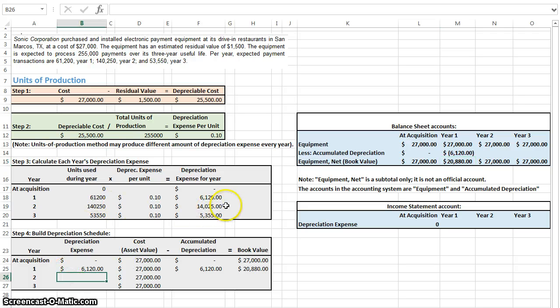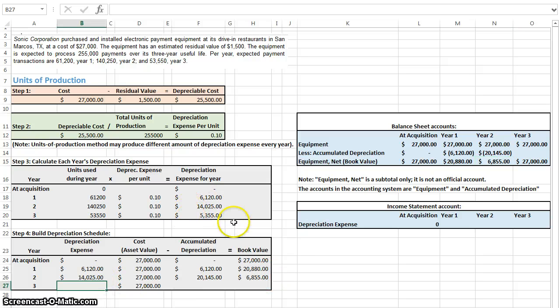Year two, go right to my calculation. We use 140,250 payments, 10 cents a payment, 14,025. $14,025 is my depreciation expense. Accumulated depreciation is last year's plus this year's depreciation expense, $20,145. For a book value of $27,000 minus $20,145, that gives you a book value of $6,855 after year two. So I'll plug that into my balance sheet, the $20,145 of accumulated depreciation, which, look at my net equipment, matches the book value in my table.